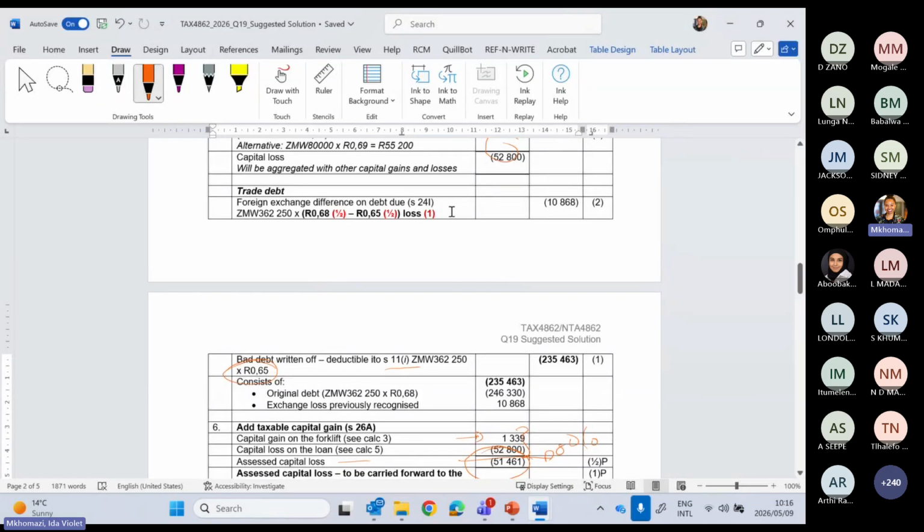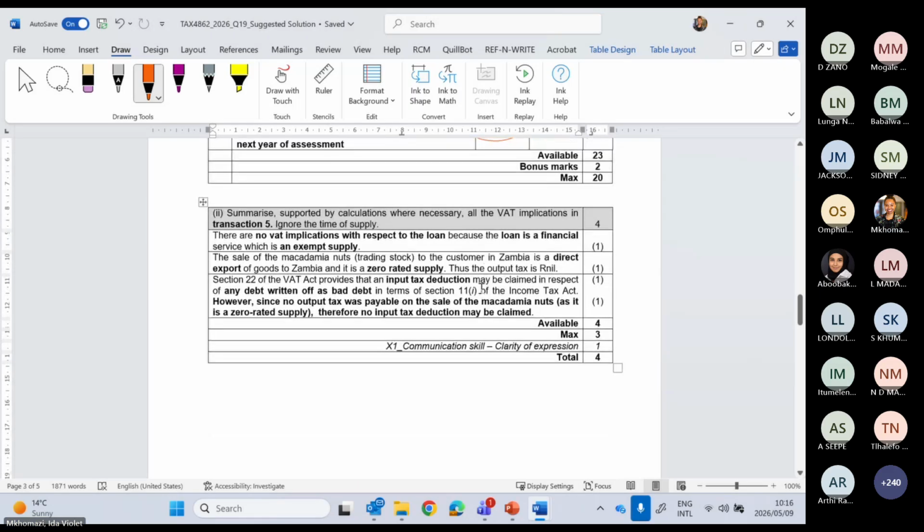Then don't forget about your foreign exchange gain or loss. It will be the difference between the transaction date and the realization date, resulting in a loss. Then on the VAT aspect, with regards to the trade debt, remember this was as a result of an export. So a trading stock was exported. An export for VAT purposes is a zero-rated supply. Therefore, it means that there would be a nil output tax. And earlier on, we established that Section 22 of the VAT Act applies in respect of bad debts. So it's something that you would note.